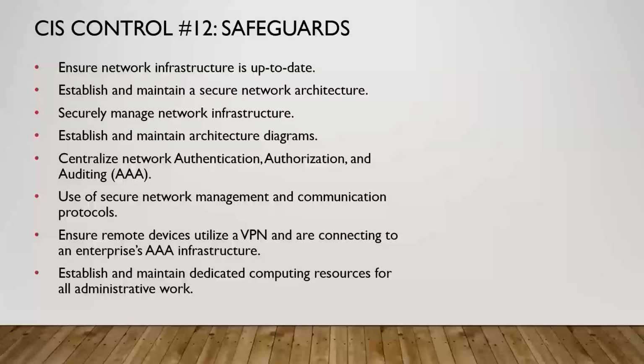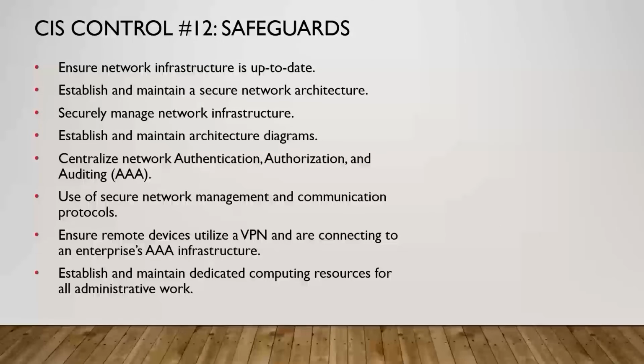And then centralizing the authentication, authorization, and auditing, or as we call it, AAA. So centralizing the AAA of the network, using secure network management and communication protocols, for example, using WPA2 or 3, and other secure protocols for our network communication. Ensuring remote devices utilize a VPN or something equivalent and are connecting to the enterprise's AAA infrastructure. So again, just making sure that our remote access users, people logging in from home, etc., are securely accessing our systems and making sure that nobody else can access those systems.